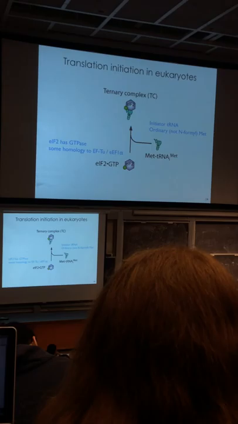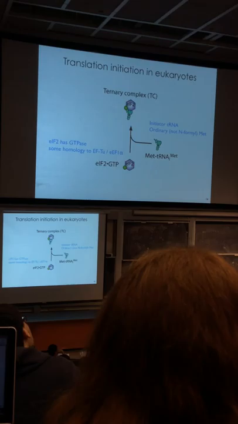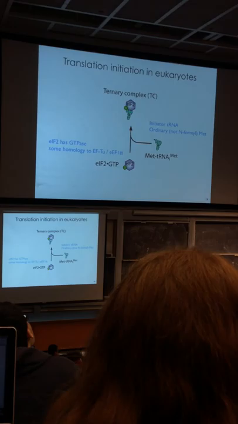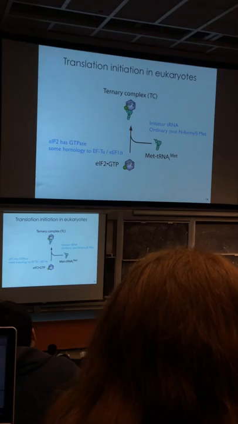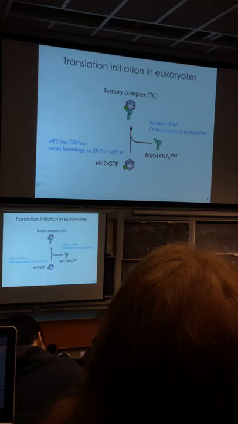eukaryotic initiator tRNA. So eukaryotes have a special initiator tRNA that will interact with EIF2, but not with the eukaryotic elongation factor that would bind to an elongator methionyl tRNA. This tRNA in eukaryotes is charged with an ordinary methionine, not an N-formyl methionine, so the N-formyl methionine is specific to bacteria.